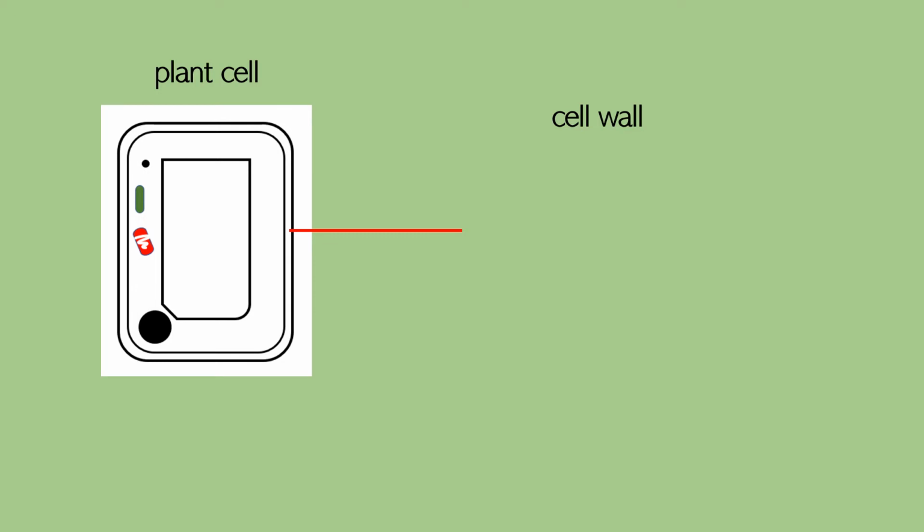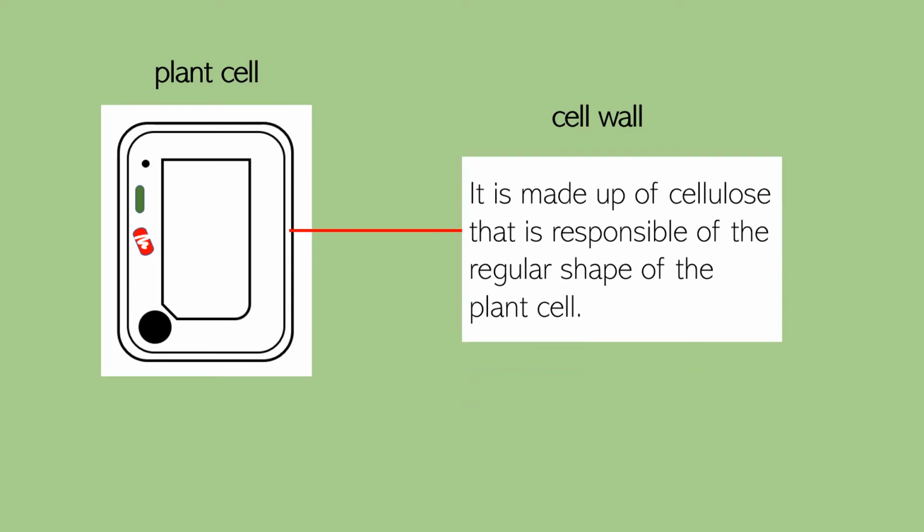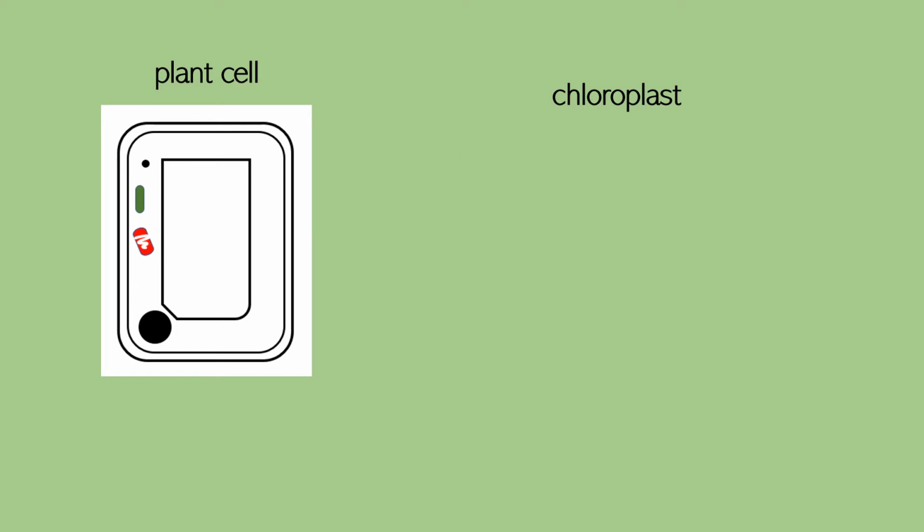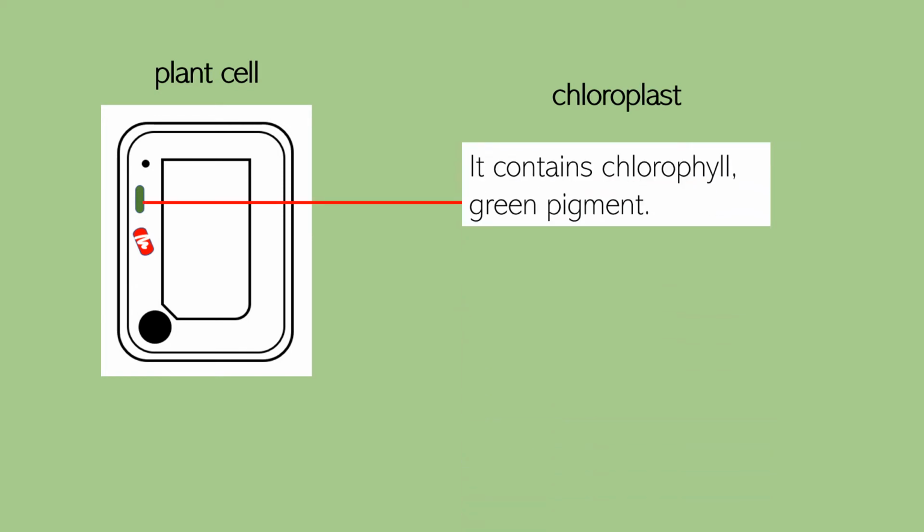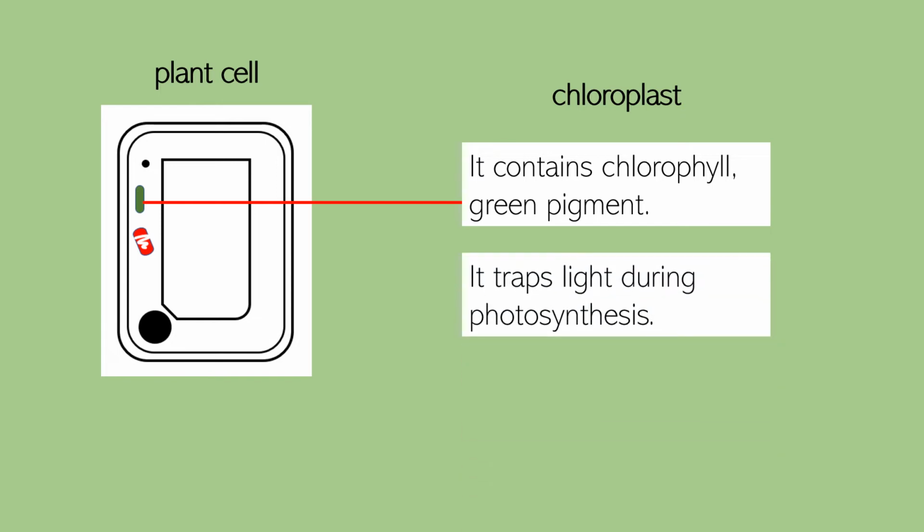Cell wall. Cell wall is made up of cellulose, a complex sugar. The cell wall, therefore, is responsible for the regular shape of the plant cell. Next is the chloroplast. This contains the green pigment we call chlorophyll and is responsible of trapping light during photosynthesis.